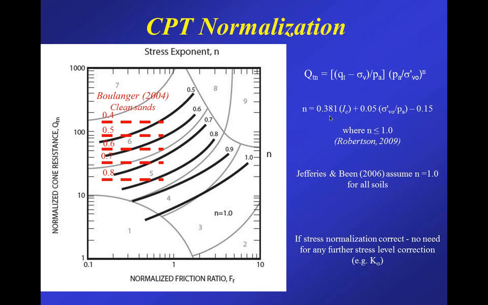And then more recently, I had sort of updated that and included a stress component where it said also with increasing confining pressure, there was a tendency for it to head towards 1. So this contour of 1 tends to move up the chart with increasing overburden pressure.